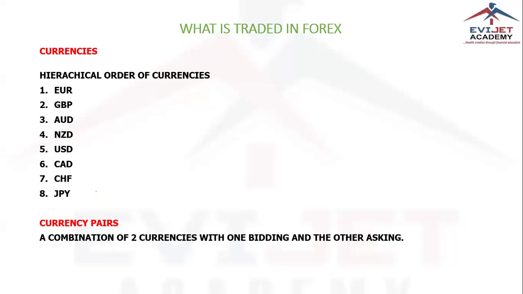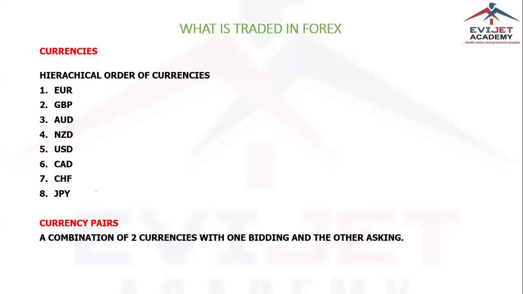Now, in the forex market, what is traded is currency pairs. And when you begin to pair the currencies, what you are doing is you are naming them. So for there to be correction and uniformity of these currency pairs across board, there has to be a hierarchy in arranging them. Okay? So now let's go further. So currency pairs. Now, currency pairs are a combination of two currencies with one bidding and the other asking.